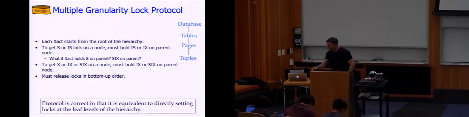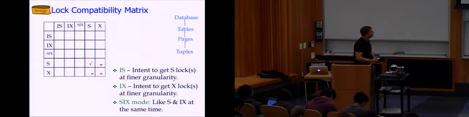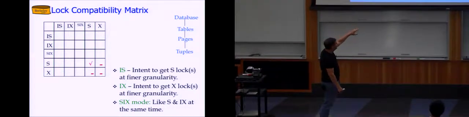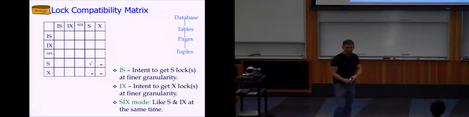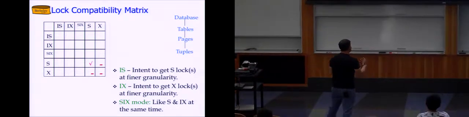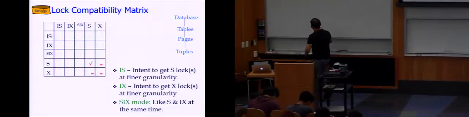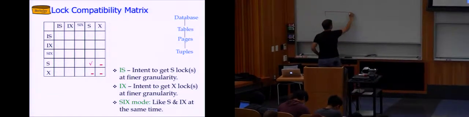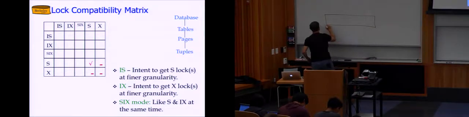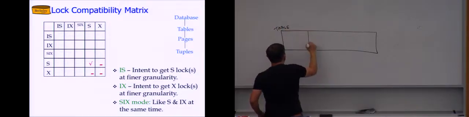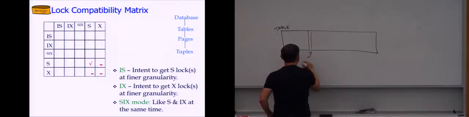All right. And meanwhile, now we have to decide which locks are compatible with which. Remember, IS is an intent to get an S lock at a finer grain. IX is an intent to get an X lock at a finer grain. 6 is an intent lock to get S and IX. And actually, the picture I had up is pretty useful for thinking this lock compatibility table through. So there's table level locks, and there's tuple level locks, okay?